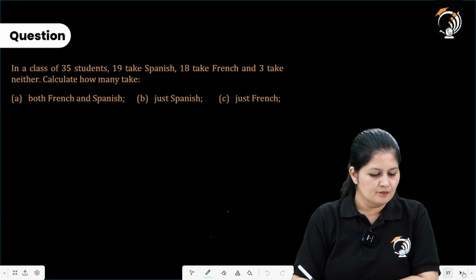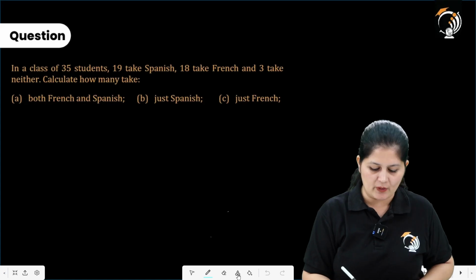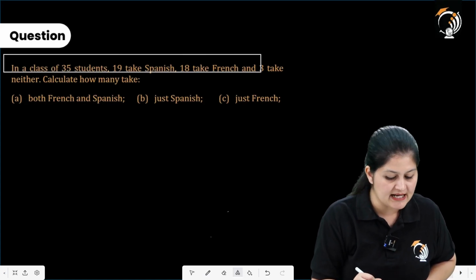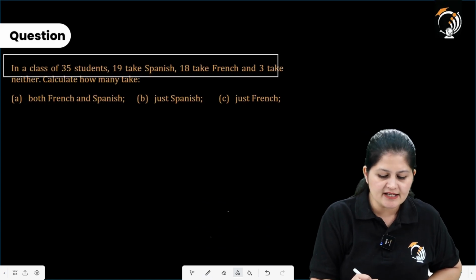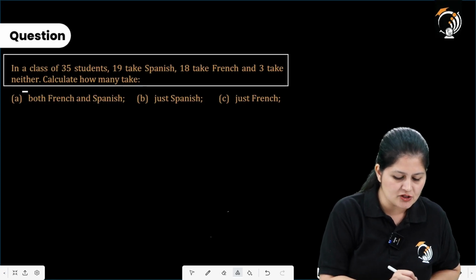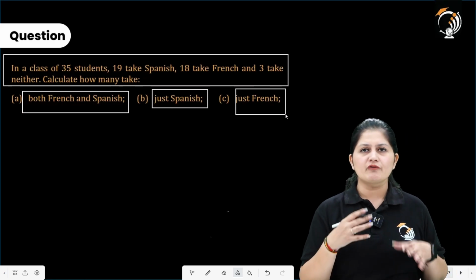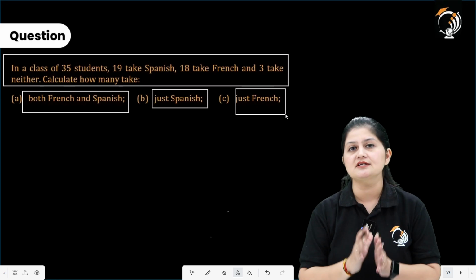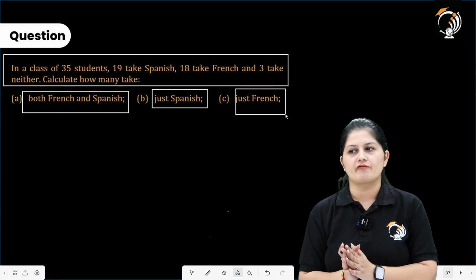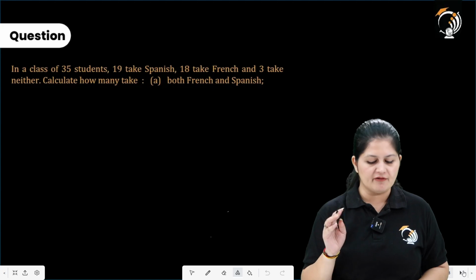Talking about an example on this, let's read the question. In a class of 35 students, 19 take Spanish, 18 take French and 3 take neither. Calculate how many take both French and Spanish, just Spanish and just French. Whenever such a question comes, the easiest approach to solve it is the use of a Venn diagram. So let's try to make it using the Venn diagram.